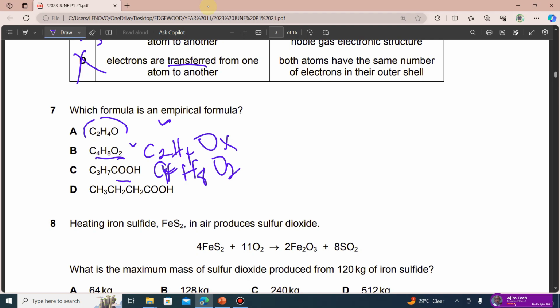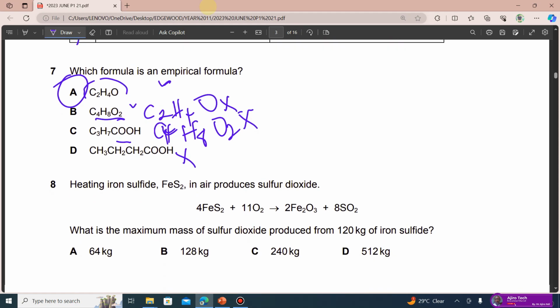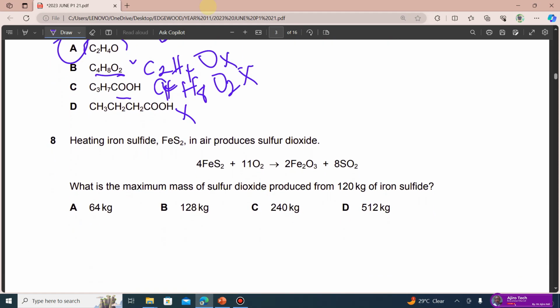So 2 can divide all through, and this is not the simplest whole number ratio of the molecule of that compound. The same thing applies to this one. It is not the simplest whole number ratio. So the best answer here is the first option because that's the simplest whole number ratio of that molecule of the compound. All right, let's go to question 8.